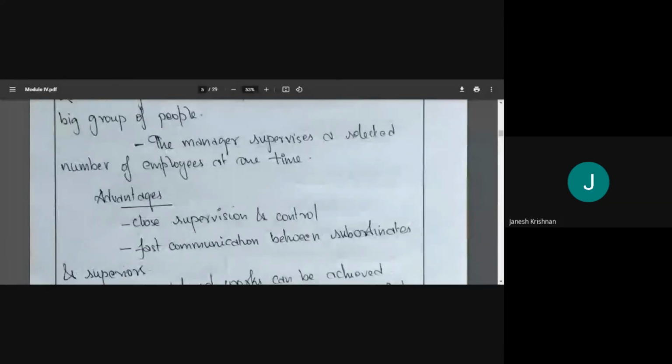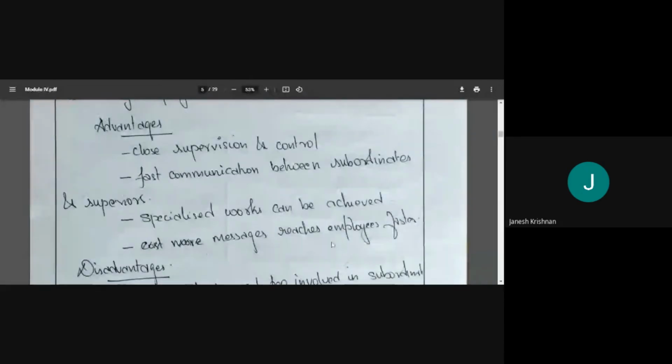Okay. Then what are the advantages? Close supervision. Only four or two people are there under him, so he can closely supervise what they are doing. Then there's good, quick communication between the manager and the subordinate. He doesn't have to talk to 8 people, he can talk to two. He needs to talk only to 2 or 4 people. So that means better, faster communication. Then specialized work can be achieved. Then messages reach employees faster. And what are the disadvantages?